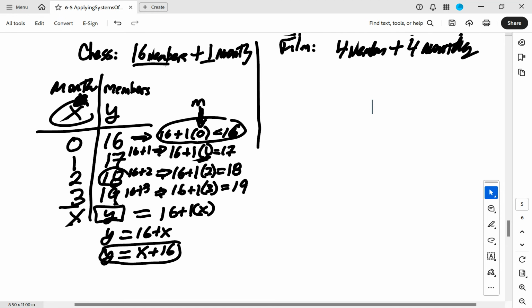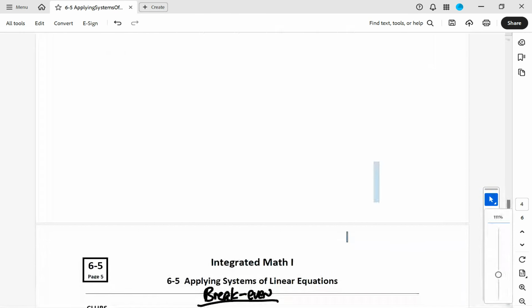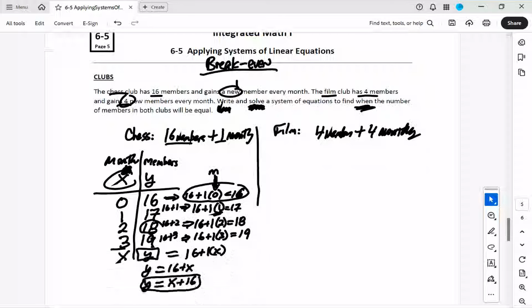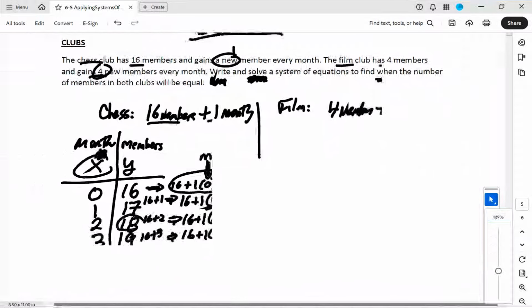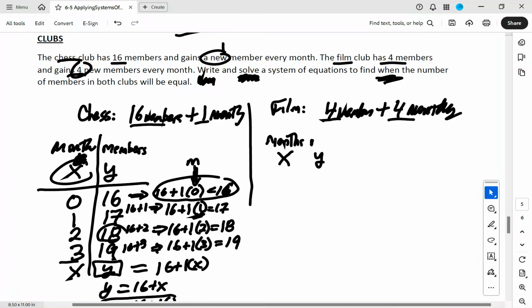So the next one for film, let's get this where I can use it and you can see what I'm doing. Okay, so hopefully you can see the other side now here. So for film ones, it's 4 members plus 4 new people monthly. I'm going to do the same X, Y table, months, members. Okay. And let's start off that 0 months have gone by.